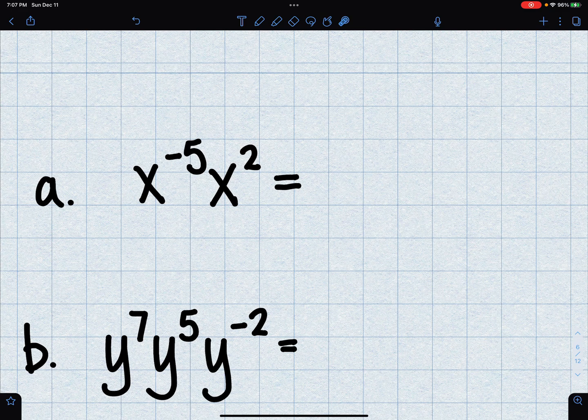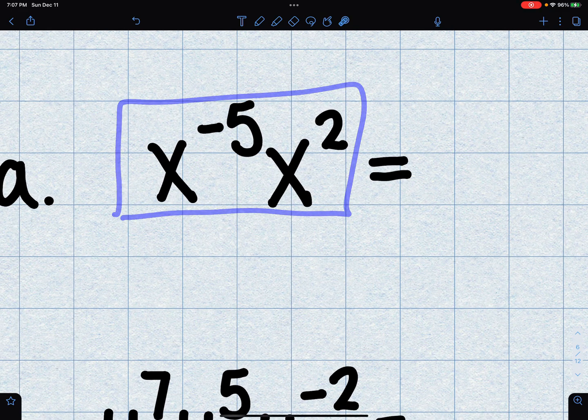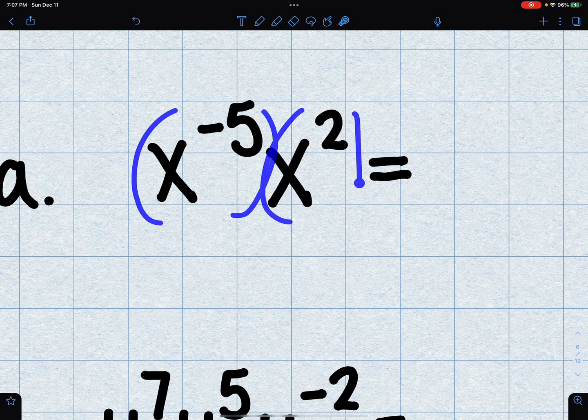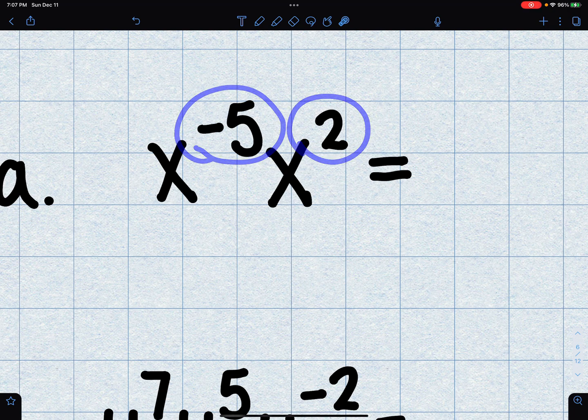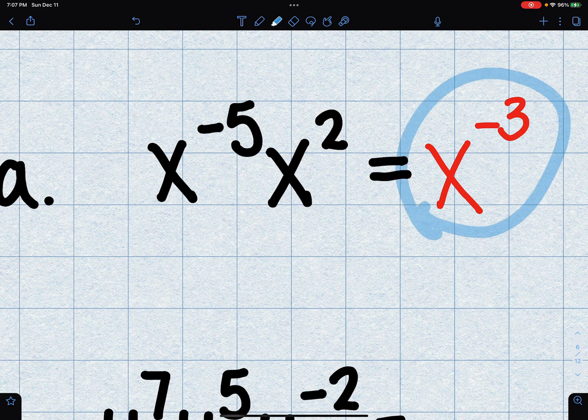If the bases are the same, like they are in this example, meaning that you've got an x here and an x here, and since they're written this way, these two things are multiplied by each other. When they're multiplied by each other, we just add up the exponents. So when we add that, -5 plus 2 is -3. And this would be the answer. Got it? Okay, so the product rule for exponents still applies.